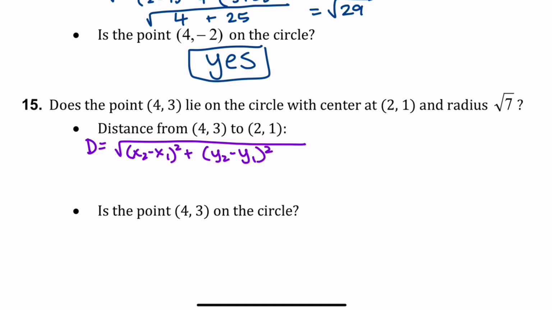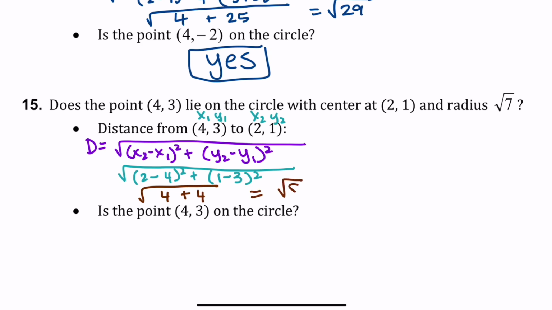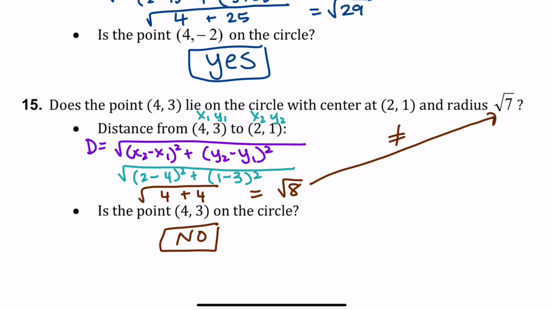We're going to do the same thing. We're going to write x1, y1, x2, y2, and we're going to substitute into our distance formula. x2 is 2 minus 4 squared plus y2 is 1 minus 3 squared. 2 minus 4 is negative 2. Negative 2 squared is 4. Square root of 4 plus 1 minus 3 is negative 2. Square it and we get another 4, which gives us the square root of 8. Now the square root of 8 is not equal to the square root of 7. So this will not be on the circle.